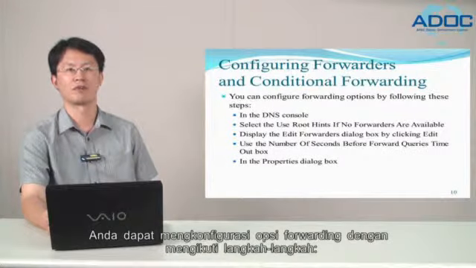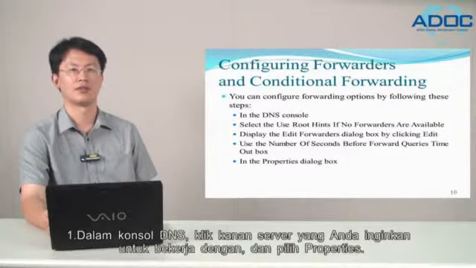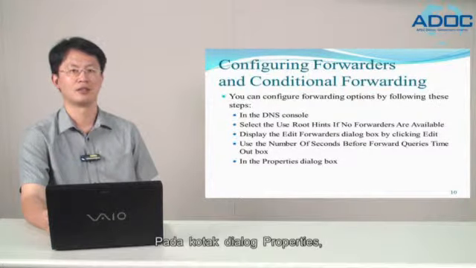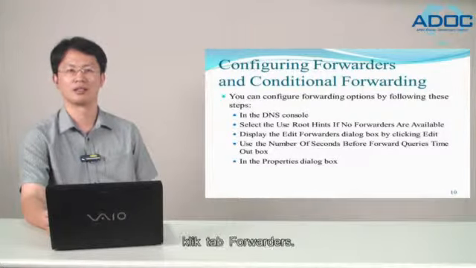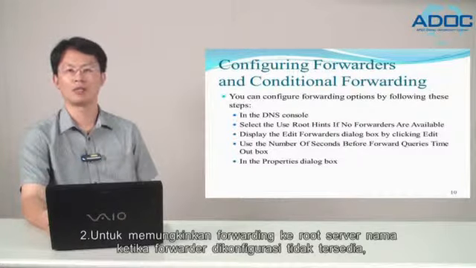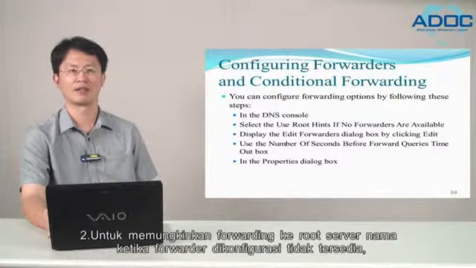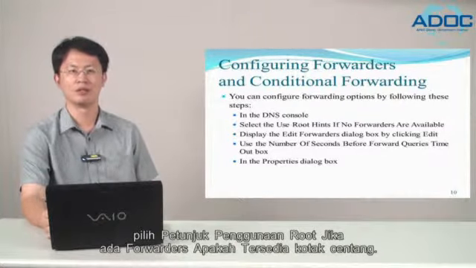And you can configure forwarding options by following these steps. First, in the DNS console, right-click the server you want to work with and select Properties. In the Properties dialog box, click the Forwarders tab. Second, to allow forwarding to root name servers when configured forwarders are not available, select the Use root hints if no forwarders are available checkbox.